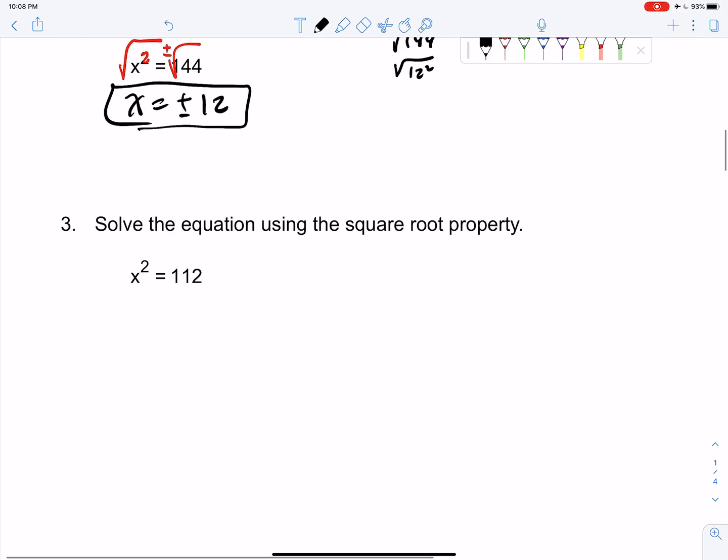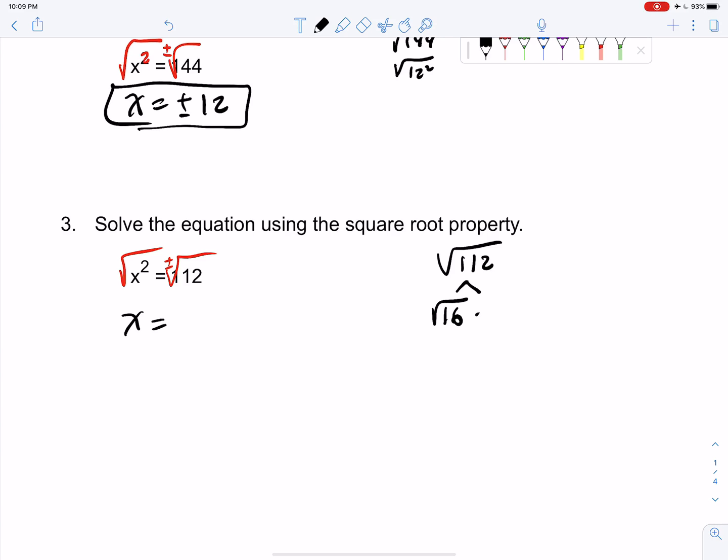Let's take a look at the next one. We square root both sides. We never forget our plus or minus when we do that. And so therefore we get x equals the square root of 112. That can factor down, prime factors, but if I can find the biggest perfect square, which is 16, 16 times 7 is 112. And so this would actually simplify down to 4 square root of 7. So never forgetting your plus or minus, x equals plus or minus 4 square root of 7, and that is the answer.